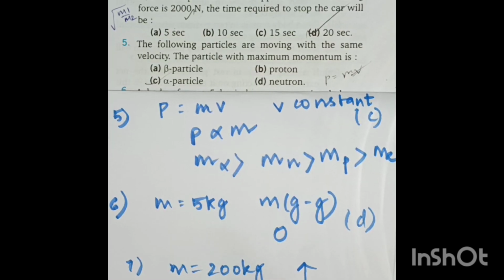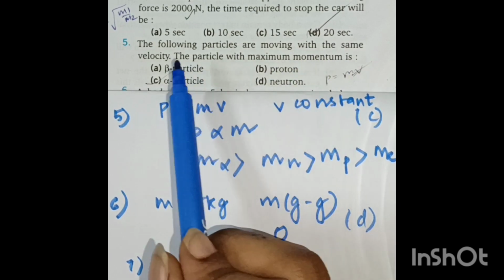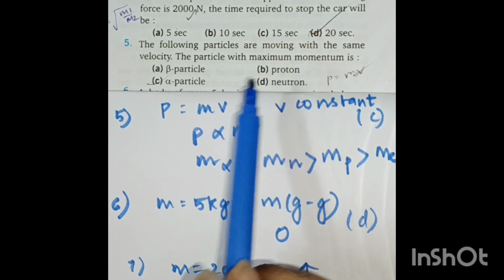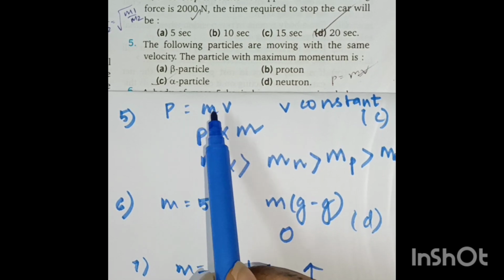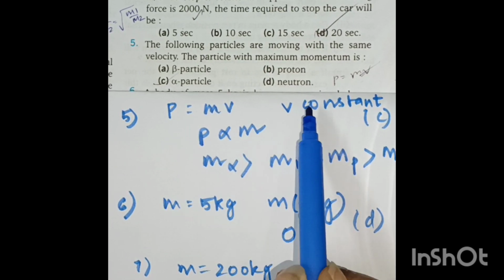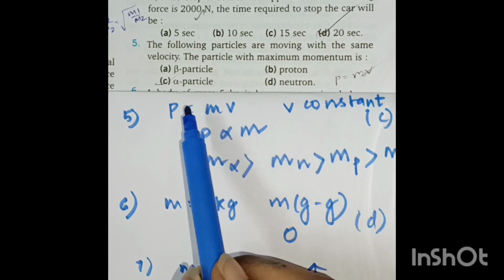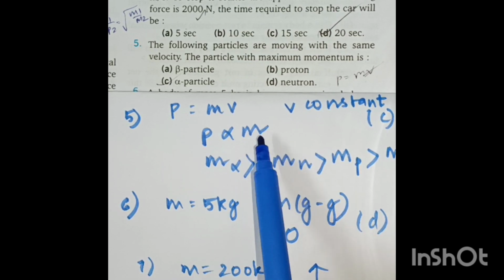Let us see fifth question. The following particles are moving with same velocity. The particle with maximum momentum is. So we know momentum equals to mass into velocity. So here they have given velocity is constant. So momentum is directly proportional to mass.